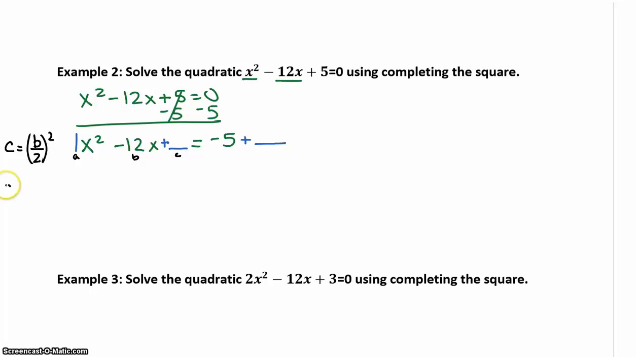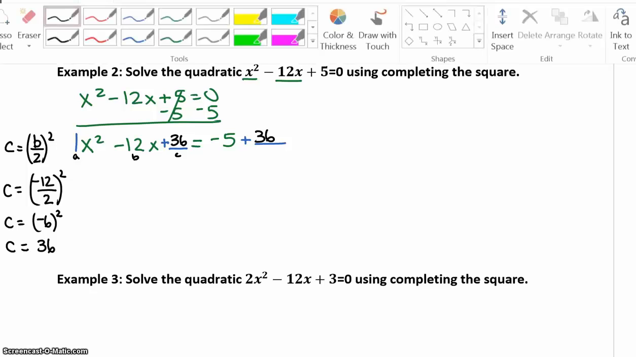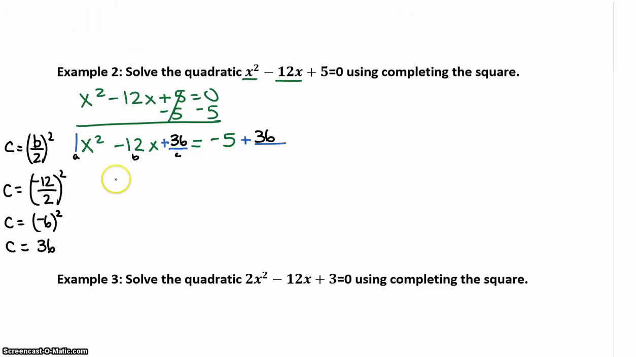Let's get started. C equals, b is negative 12. We do have to take the negative with us, divided by 2, and square it. Negative 12 divided by 2 is negative 6. Squared is going to be 36. So our c value will be 36, and we're going to add that to the other side as well to keep everything balanced. Now we're going to factor this.